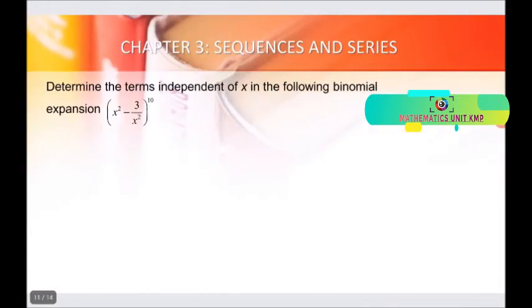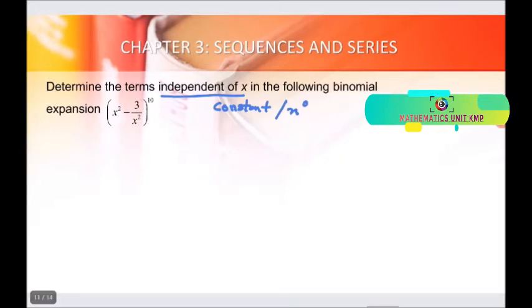Let's move on to the next question. Determine the term independent of x in the following binomial expression, (x squared minus 3 over x squared) to the power of 10. So we want to find the term independent of x. So it means constant, other name for constant value, or x to the power of 0.